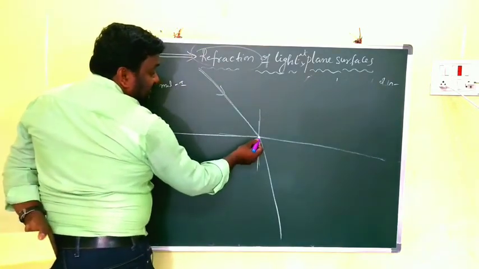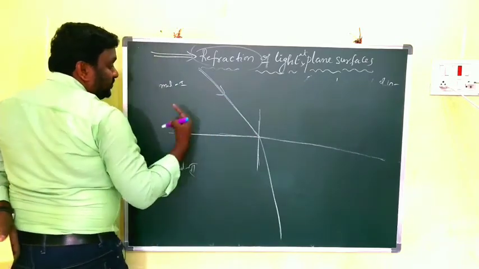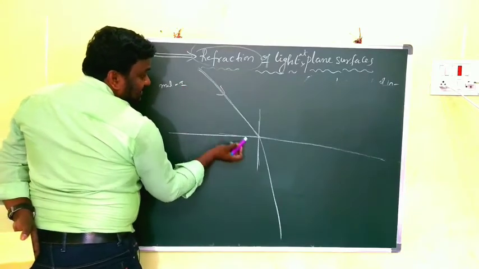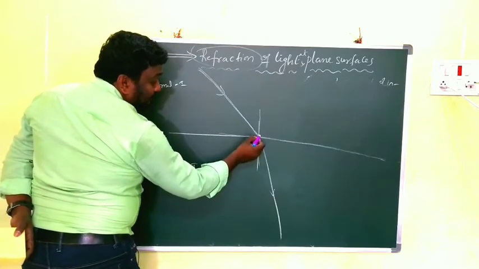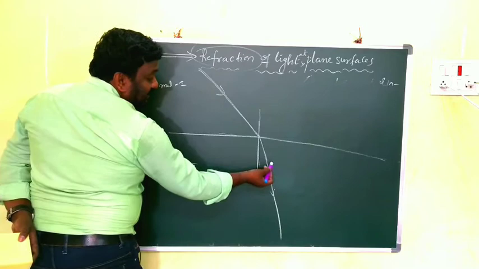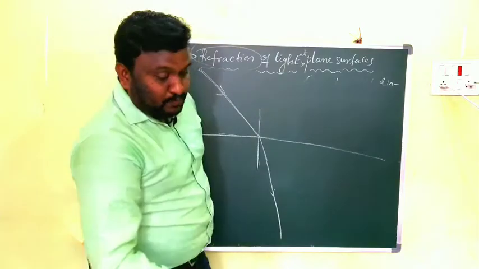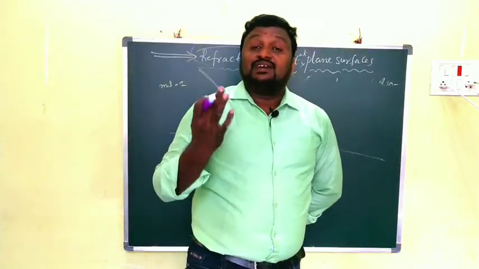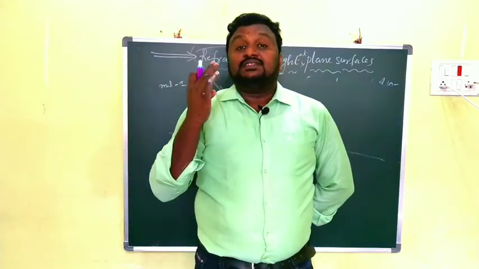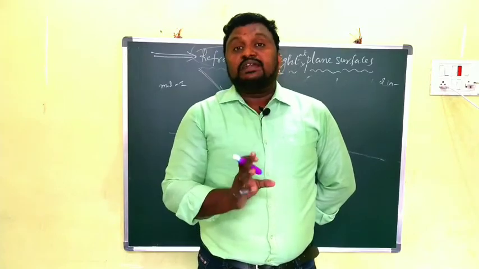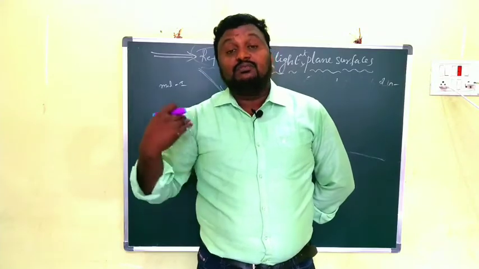At the point of incidence, while the ray is moving from medium 1 to medium 2, watch carefully at the diagram: this is the medium 1 incident ray and this is the medium 2 refracted ray. At the point of incidence there is a bend. While it enters the other medium there is a bend. That phenomenon is called refraction of light. When the light ray moves from one medium to another medium, at the interface some bending of light takes place. That means there is a change in its path.